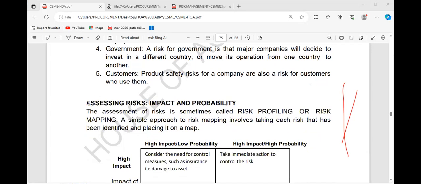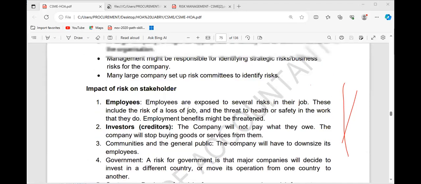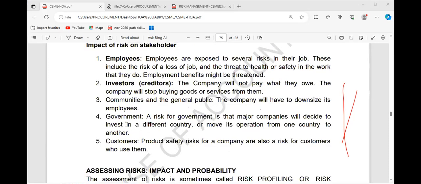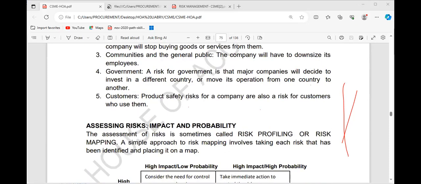Now we have assessing risk. How do we assess risk? The first one we are talking about is risk identification. Don't forget. After you have been able to identify the risk, the next thing is to assess the risk. Then you are going to look at impact and probability of occurring.